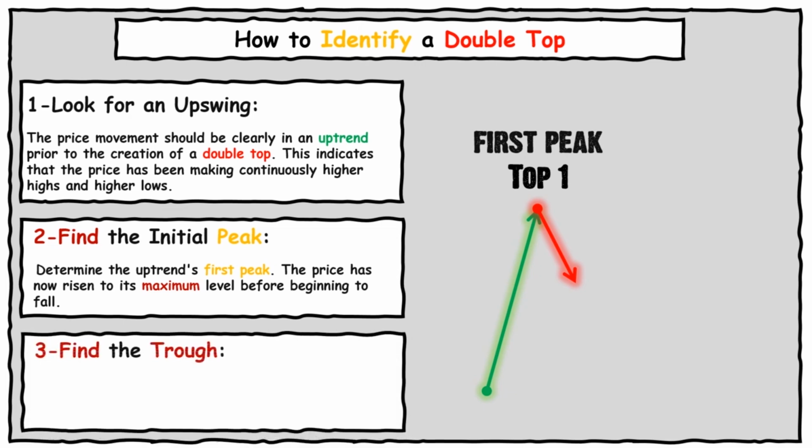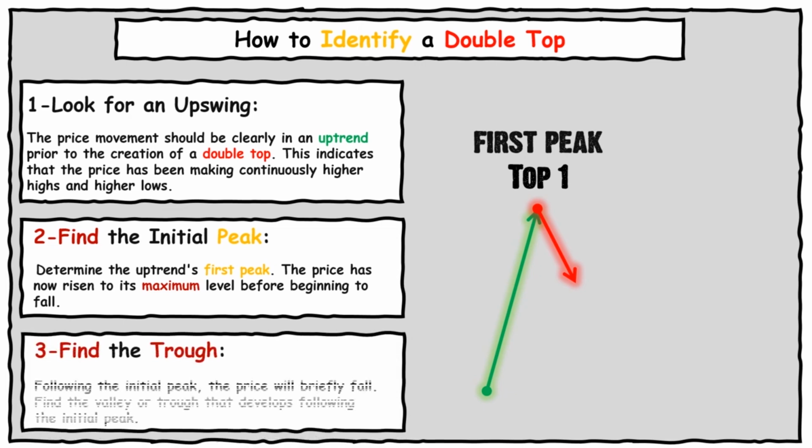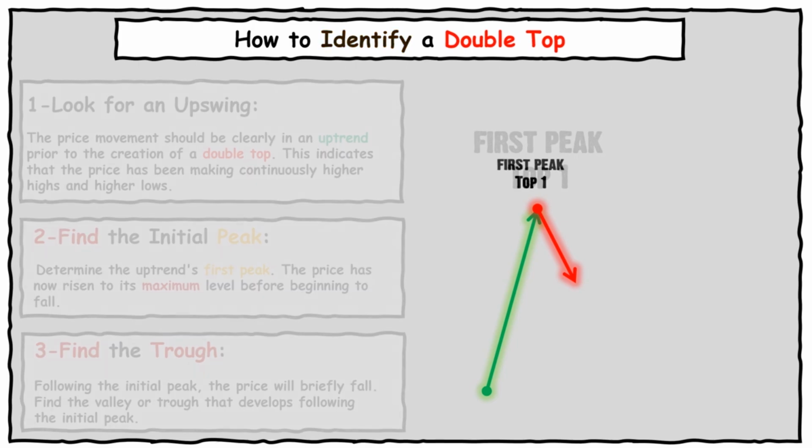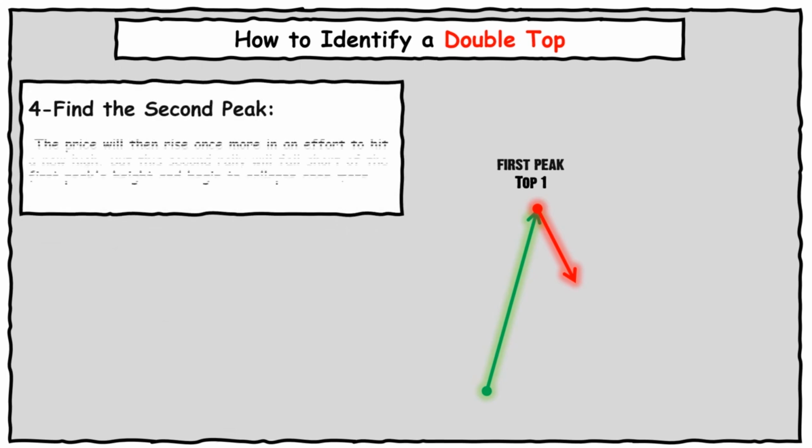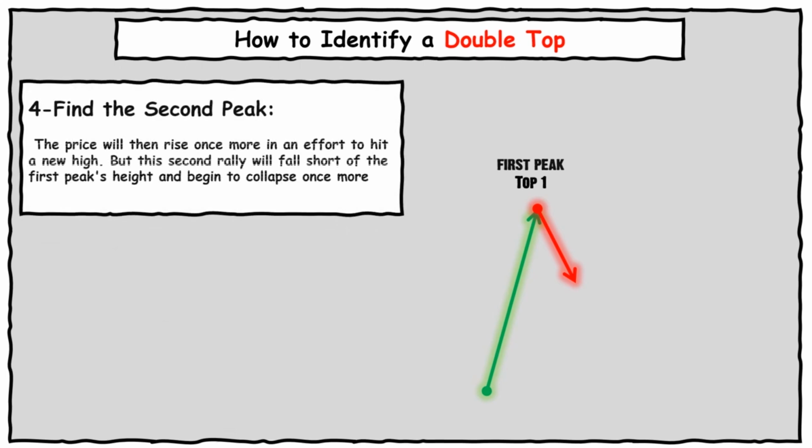3. Find the trough. Following the initial peak, the price will briefly fall. Find the valley or trough that develops following the initial peak. 4. Find the second peak. The price will then rise once more in an effort to hit a new high. But this second rally will fall short of the first peak's height and begin to collapse once more.